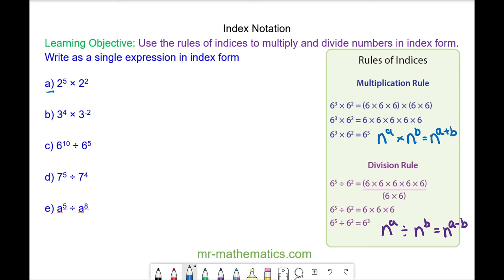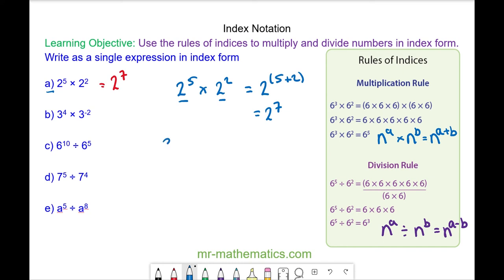For question a, we have 2 to the power of 5 times 2 to the power of 2. The bases are the same, so we simply add the powers, which is 2 to the power of 5 add 2, which is 2 to the power of 7. Do you want to try question B yourself by pausing the video, and you can resume it when you're ready?